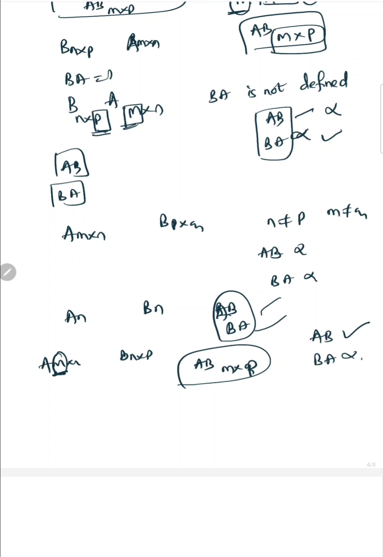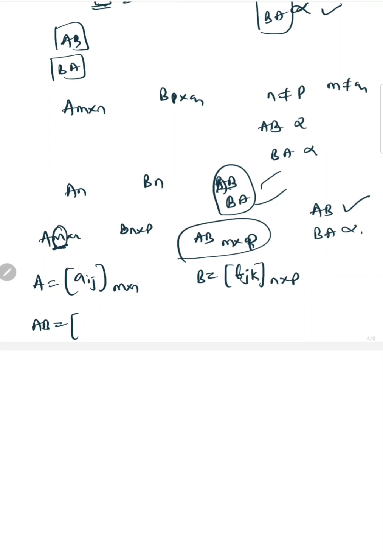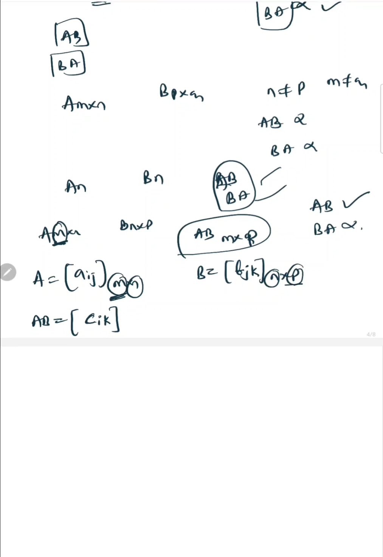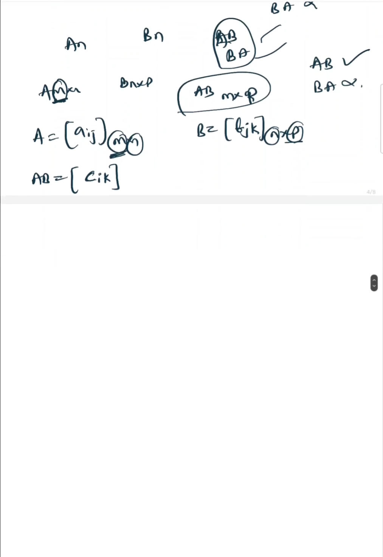So how to carry out the product? Suppose A is a matrix of order m by n and B is a matrix of order n by p, then A into B is defined. The element of A is Aij and that of B is Bjk, so that the index j matches. Then the resulting element will be Cik, where i corresponds to m and k corresponds to p. So this is how to find A into B. Let us take an example so that how to take the product is clear.